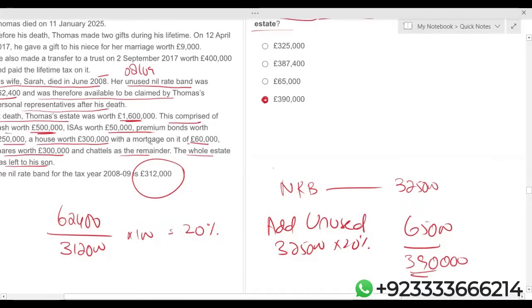I have a question, students, please reply. My question is why we are not considering residence nil rate band, even though the entire estate is left to his son, and son comes under direct descendant. Direct descendant means children and the grandchildren. So my question is why we did not consider here residence nil rate band.